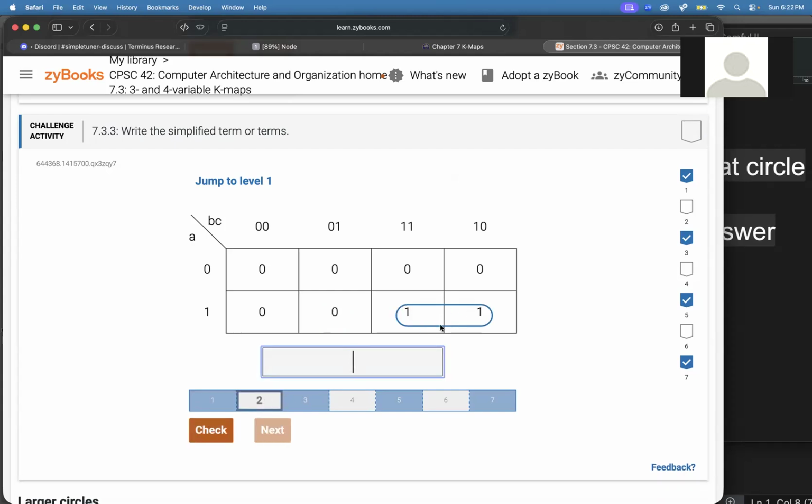These two are circled together, so you have to ask yourself what does not change. So in this circle, A is constantly 1. So that's A. And in this circle, I see the B is 1, B is 1. So B does not change. But I see C is 1, C is 0. So the C does change. So you don't write it.